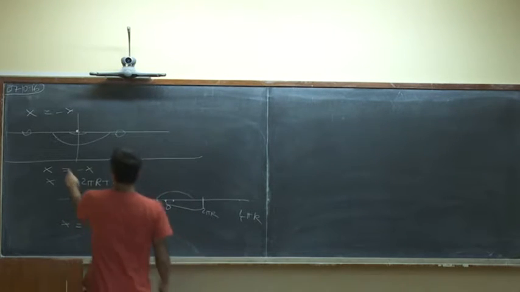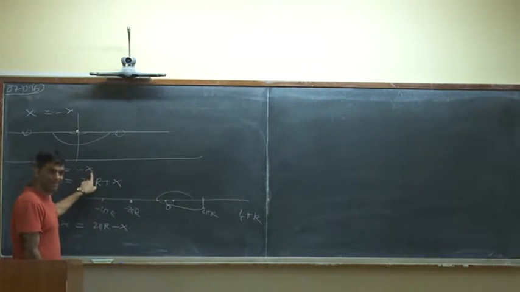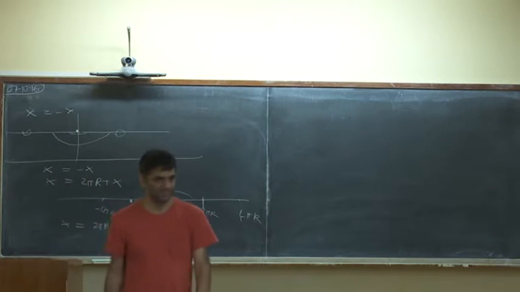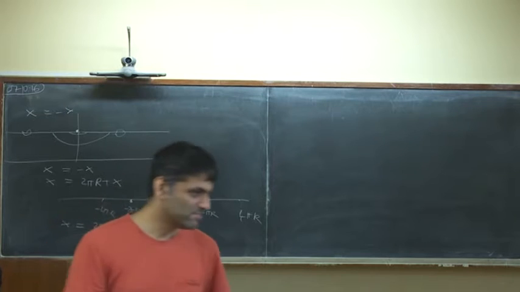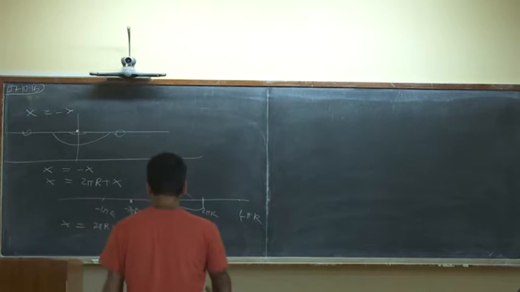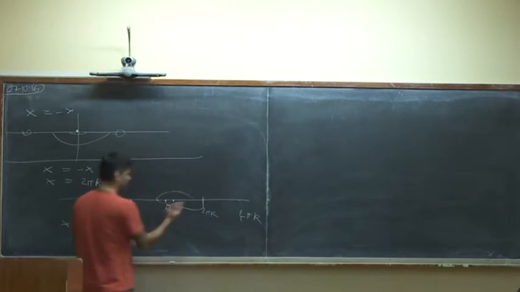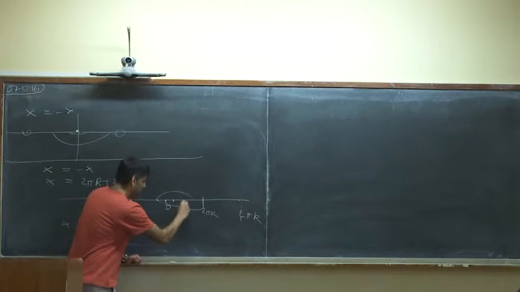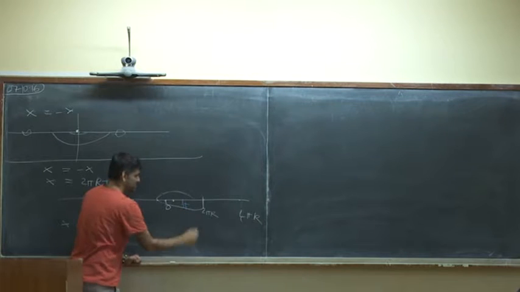We just do this once, so x identified with minus x, and then add the 2 pi r. Okay? So what is really the fundamental domain? What is really the real true set of equivalent points? It's from here to pi. Again, pi r.